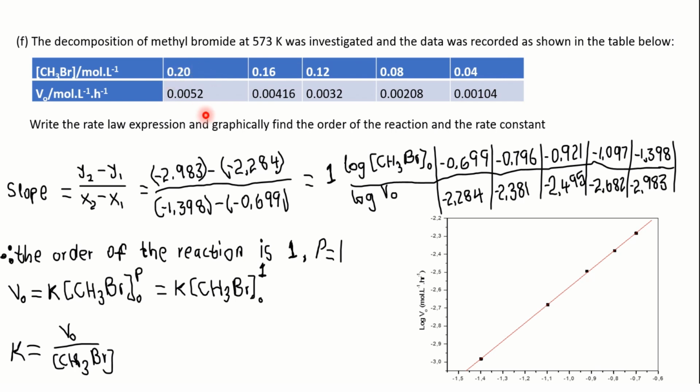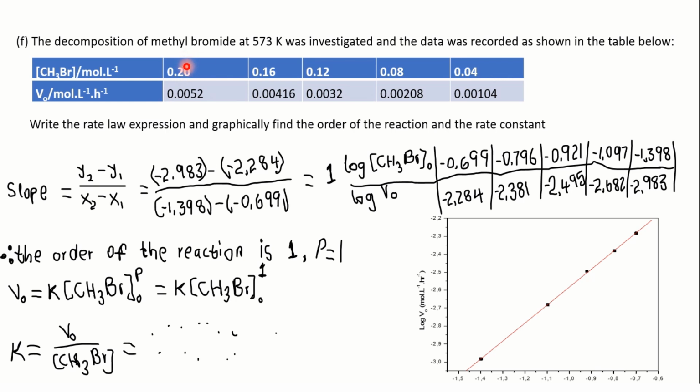The trick here is that if I choose this value for my V0, then automatically the concentration should always be this one. It's going to be wrong if I choose this rate and then for concentration I pick this one, because this rate only correlates with this one. This one only correlates with this one. This one only correlates with this one. And this one only correlates with this one. And even the last one, this 0.00104, correlates with this one here. So if I choose this V0, then even the concentration, I must choose this one.